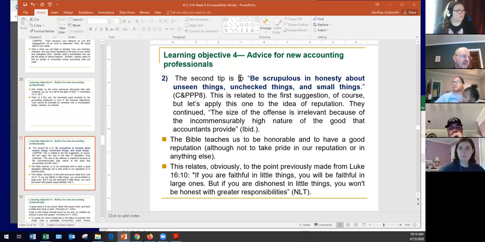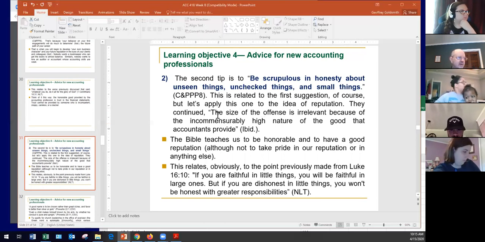The second tip is to be scrupulous in honesty about unseen things, unchecked things, and small things. This is related to the first suggestion, of course, but let's apply this one to the idea of reputation. They continued, the size of the offense is irrelevant because of the incommensurably high nature of the good that accountants provide. The Bible teaches us to be honorable and to have a good reputation, although not to take pride in our reputation or in anything else.